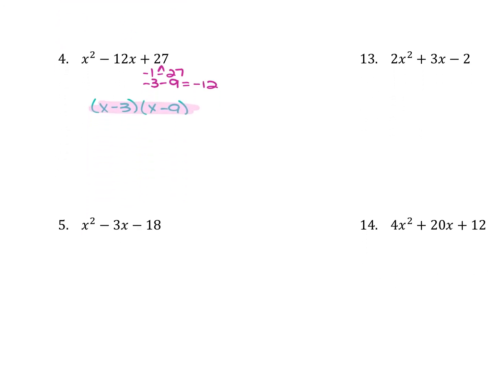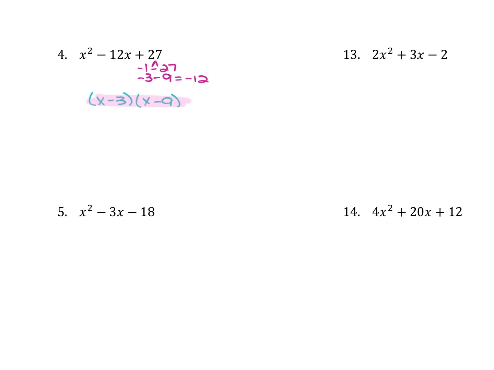For number 5, you have x squared minus 3x minus 18. For this one, you're finding the factors of negative 18. We have 1 and 18, 2 and 9, 3 and 6. Your B term is negative. So if your B term is negative, the bigger number out of your two factors is going to be negative. So that would be the negative 18, the negative 9, and the negative 6. 3 minus 6 gives you the negative 3 that you're looking for. So this factors out to be x plus 3 times x minus 6.